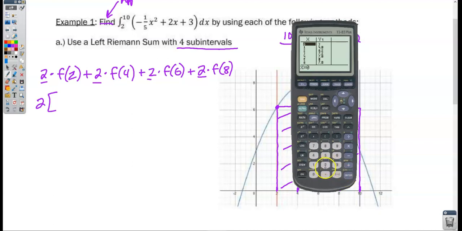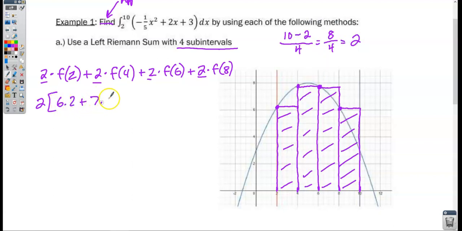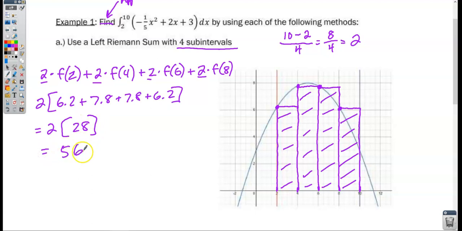Then I go to my table and just type in the values that I want the function at. I want it at 2. Come on, did I not? No, I didn't. Change that to ask. And then when I go to my table, I can type these values in: 2, 4, 6, 8, and it gives me all those function values: 6.2, 7.8, 7.8, and 6.2. And then I go ahead and finish my calculation. That looks like 28 when I add all those together. And there's my approximation. My left Riemann sum approximation for the value of this integral is 56.